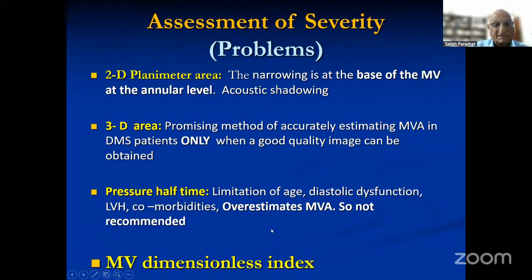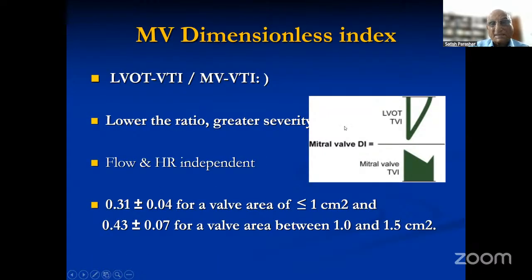But for the interest of those who are still interested in this condition, there is a mitral valve dimensionless index, like in the aortic valve. You divide the LVOT VTI by the mitral valve VTI. Now, as the mitral stenosis increases, the mitral VTI will also increase, and when the VTI increases, the ratio becomes less. Usually it is less than 0.31 to 0.40, and we normally want it to be more than about 0.50. So this is a very simple method to use, this dimensionless index.